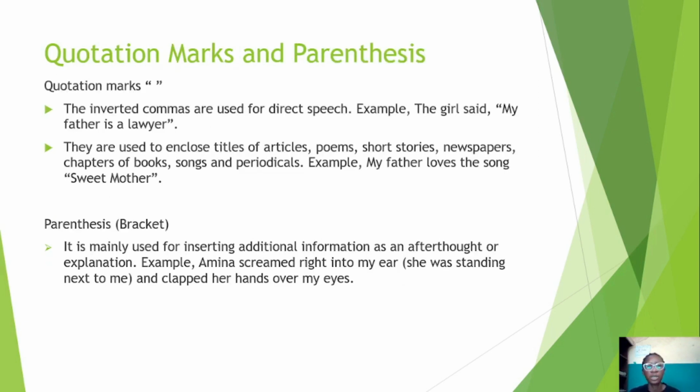We have the quotation marks and the parentheses, which is also brackets. Quotation marks, we have the single and the double, but here we are using the double. Now, quotation marks, which we call the inverted commas, are used for direct speech to show that something was said directly, the exact way a person said it. So the girl said, "My father is a lawyer." Now, because this is not a reported speech, we are saying it exactly the way she said it. There is need to enclose it in quotation marks.